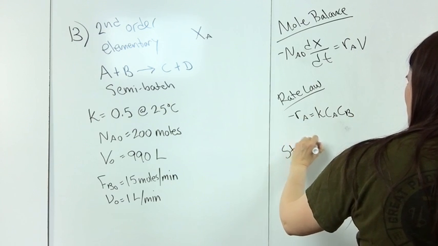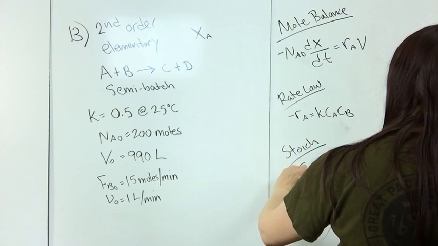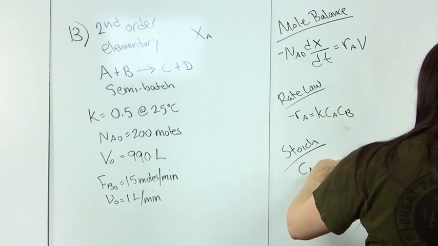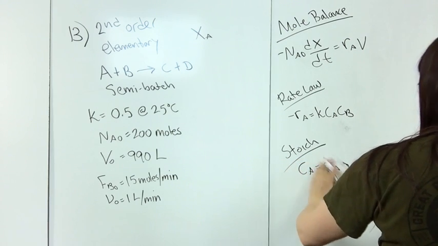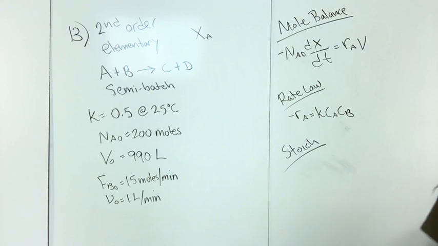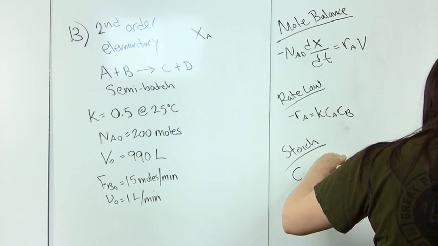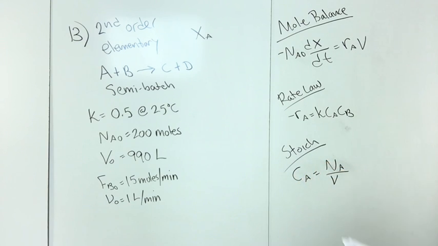And then for the stoichiometry, for A, you have that CA is equal to CA naught, sorry, so CA is equal to NA over V.